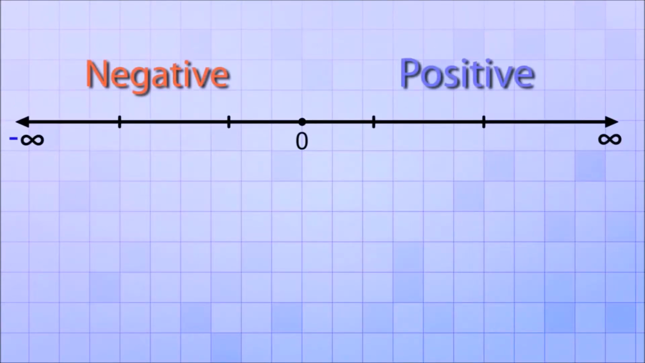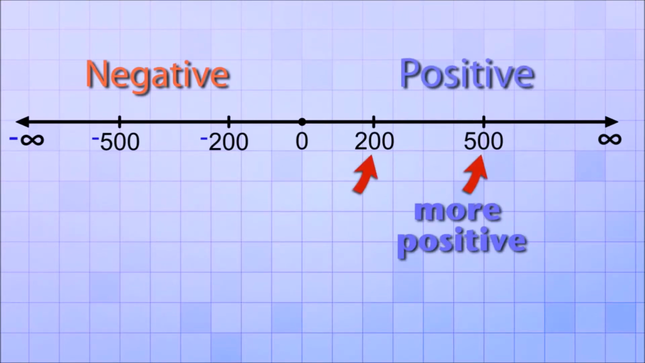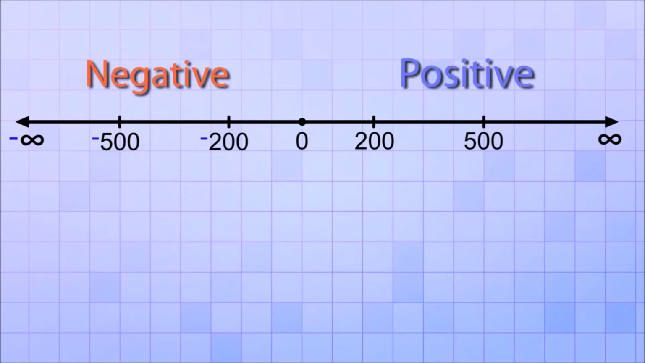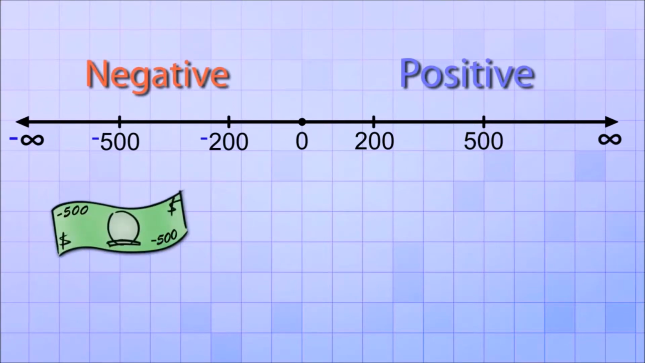And you can use that idea no matter what the numbers are. On the positive side, 500 is more positive than 200, so it's bigger. But on the negative side, -500 is more negative than -200, so it's smaller. Keep that in mind if anyone ever offers to give you -$500.